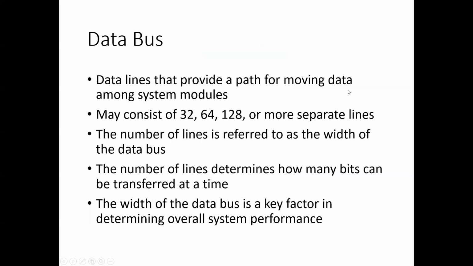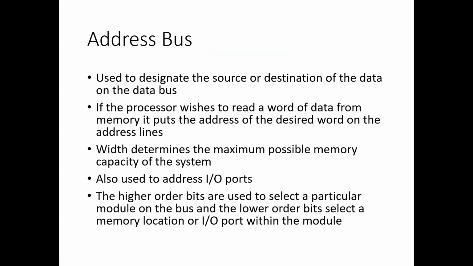These are data lines that provide a path for moving data among system modules, and they can consist of 32, 64, or 128 separate lines. The number of lines is referred to as the width of the data bus, and the number of lines determines how many bits you can transfer at a time. The width of the data bus is a key factor in determining your overall system performance. Again, that's the designing for performance subtitle of our text for the course.